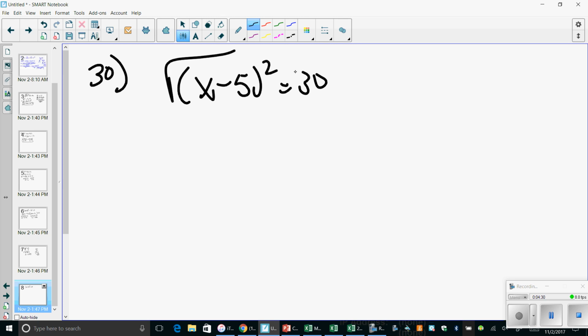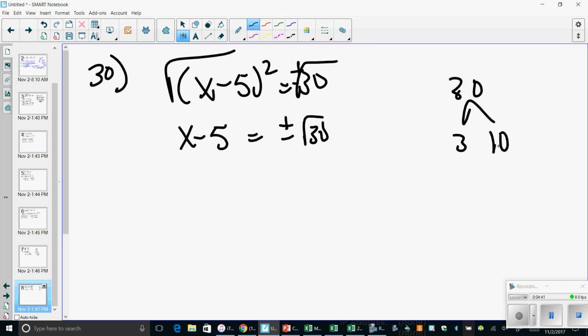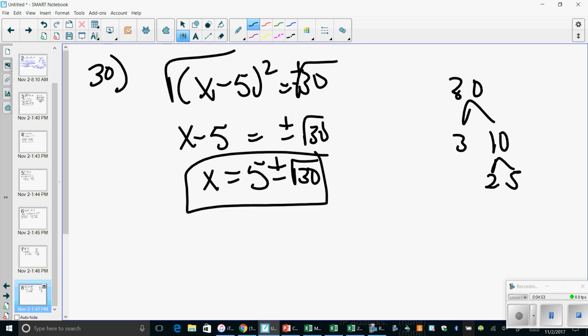All right, square root both sides. On this side, when you square root it, you get x minus 5. And over here, you get plus or minus the square root of 30. And 30, when you break it down, you don't have any 2 of anything to go to the outside, so you just leave the square root of 30. So add 5 to move it to the other side, and so it'd be 5 plus or minus the square root of 30. And that's number 30.